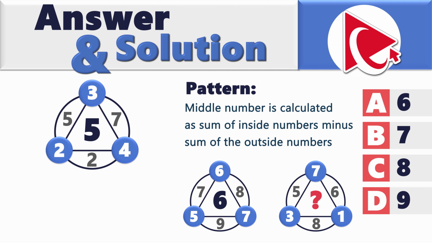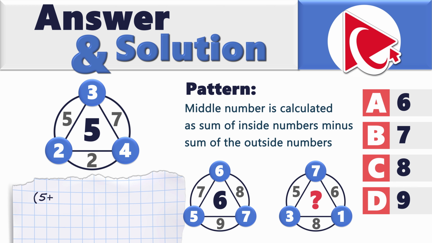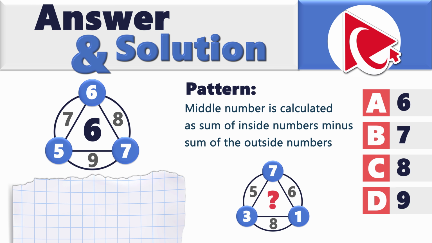For example, the first middle number 5 is calculated as the sum of inside numbers 5, 7, and 2 minus the sum of the outside numbers 2, 3, and 4. 5 plus 7 plus 2 minus (2 plus 3 plus 4) equals 5. The calculations for the second shape are very similar. 7 plus 8 plus 9 minus the sum of 5 plus 6 plus 7 equals 6.